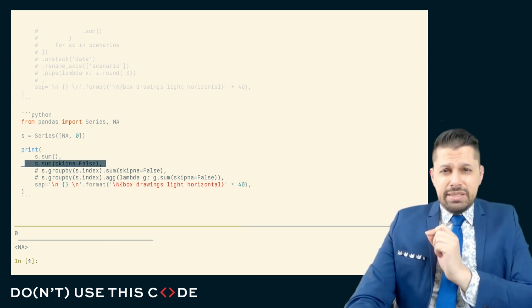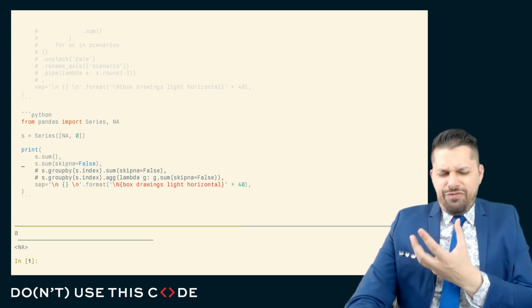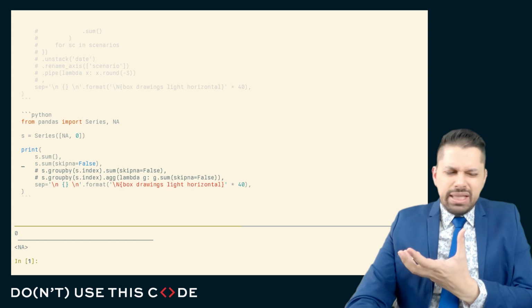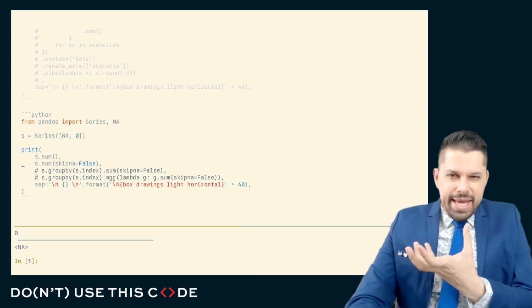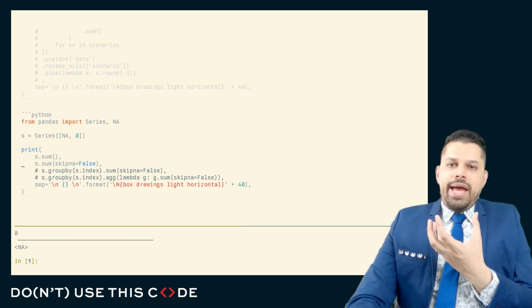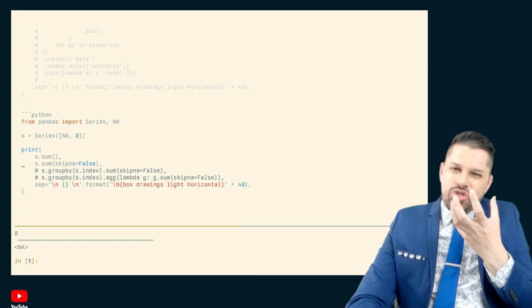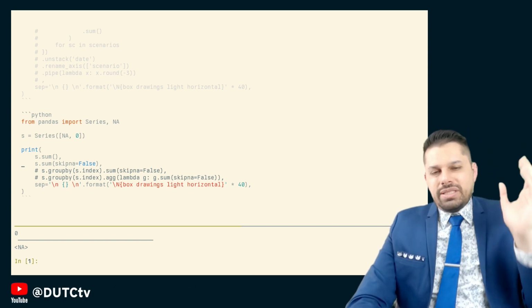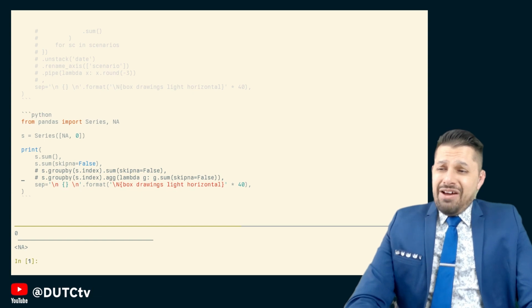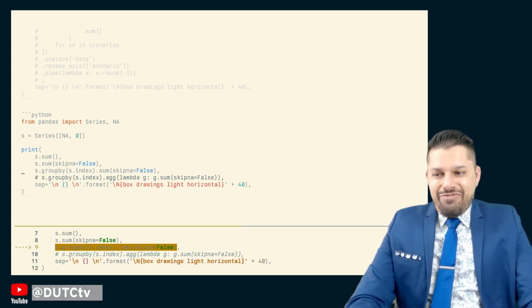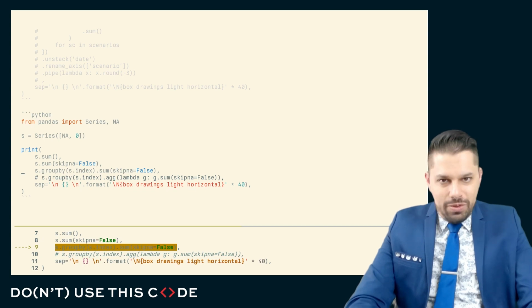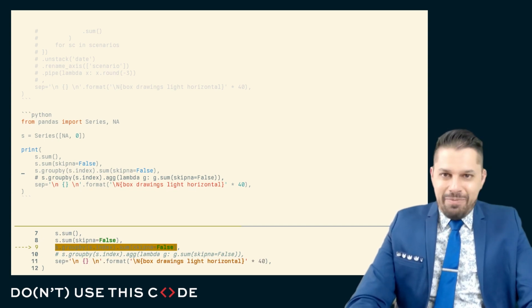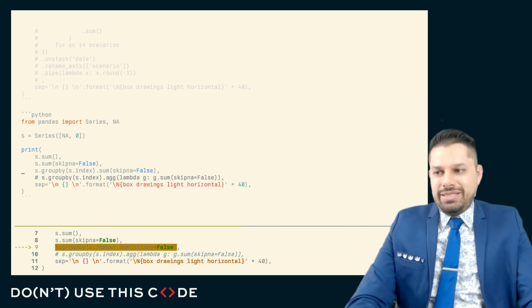I actually think that this is not a bad idea, but I can feel just in my gut that I'm not going to be diligent enough to always remember to set skip NA equals false. And if I don't do that in just one small place, then I've lost information about NaNs. Unfortunately, that skip NA flag does not exist on the groupby.sum. Don't ask me why. This is another case where somebody's got to send a pull request to the pandas folks to make the API just a little bit more consistent.